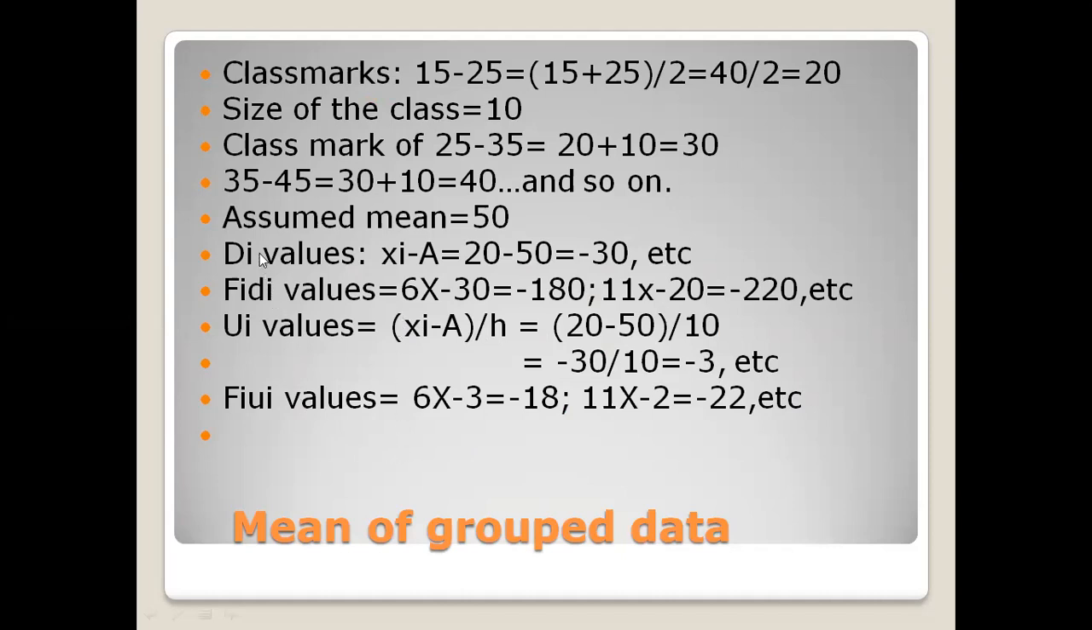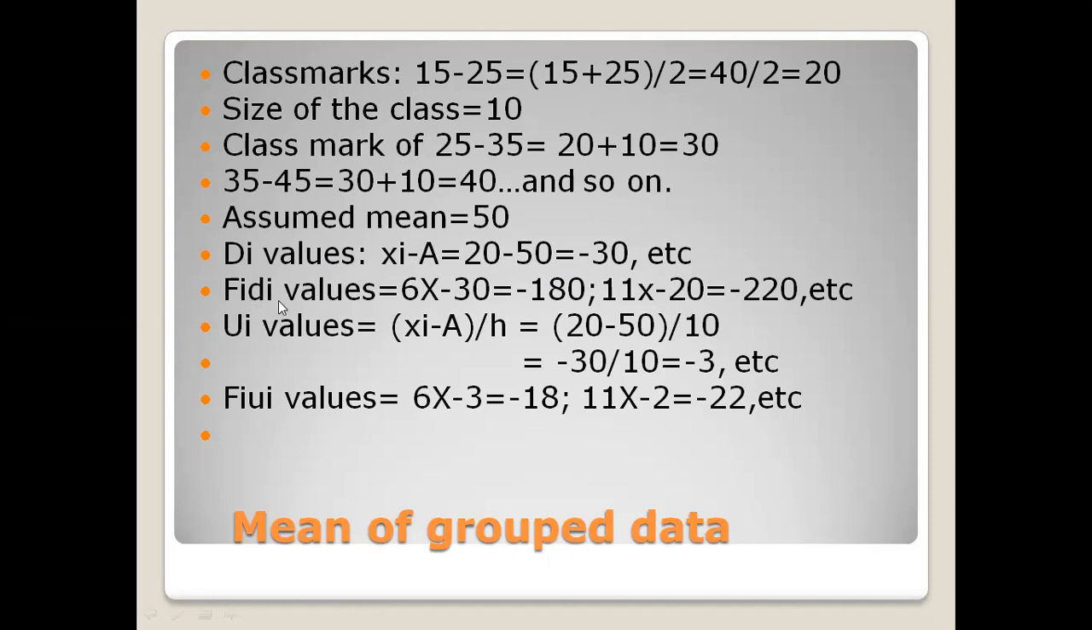Now, the next one is assumed mean. Here, the assumed mean in the table is 50. Now, how to find di values you see here? di is xi minus a, that is 20 minus 50, minus 30. Then the next one is 30 minus 50, that is minus 20, etc. You must do like this for all di values.